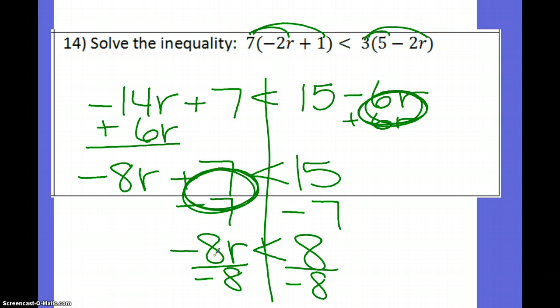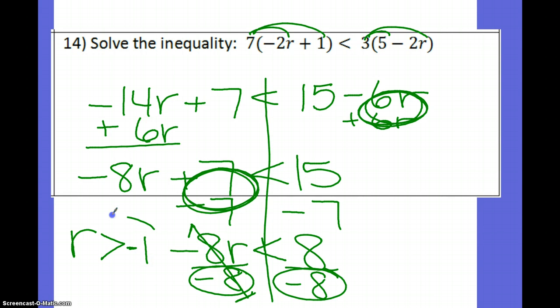So we divide it. Negative 8 over negative 8 is 1. And if you want to write a number 1, great. That is a 1. So we have 1r, or just r. The number we divide on both sides is negative, so we flip the sign. 8 divided by negative 8 is negative 1. And that is our answer. R is greater than negative 1.